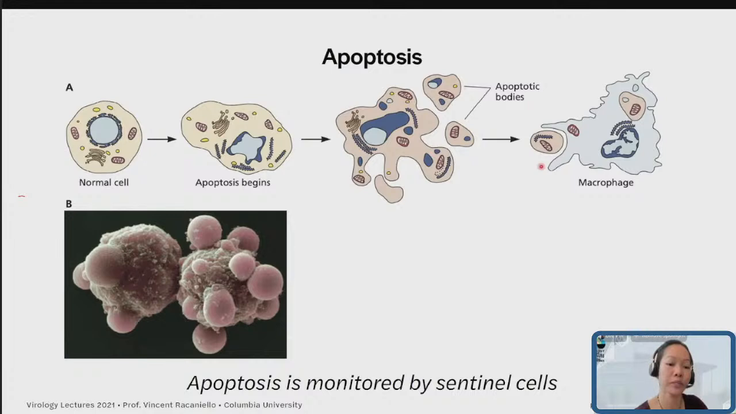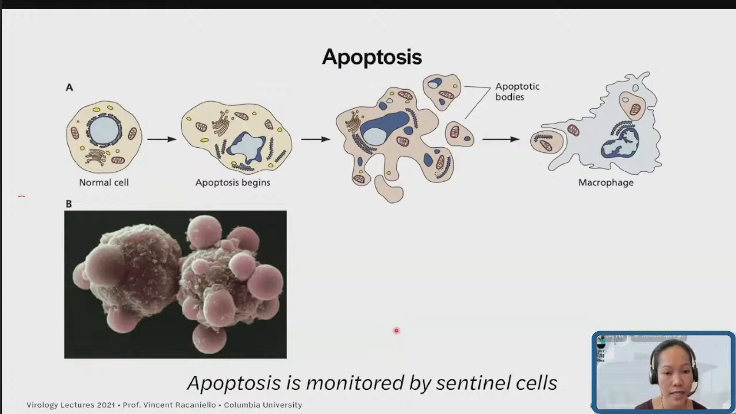So this is an electron microscope image of a cell. You can see blebs, and these blebs are apoptotic bodies. They are monitored by sentinel cells, which I will explain later. For now, you just need to remember that the sentinel cells are either macrophages, dendritic cells, and NK cells as well.